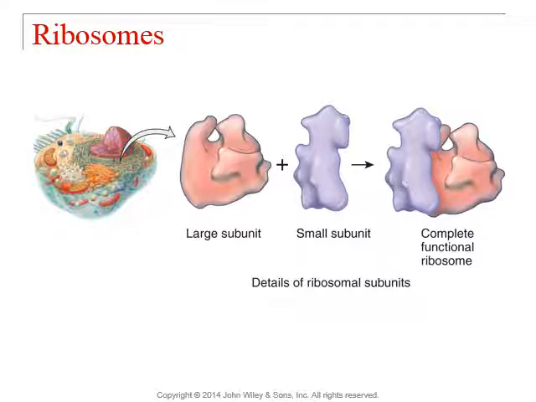Ribosomes will go into a little more thoroughly later on in the chapter. Very simply, just be aware that ribosomes are made of both a large and small subunit. You find these either free-floating in the cytosol or they'll be attached to the rough endoplasmic reticulum.